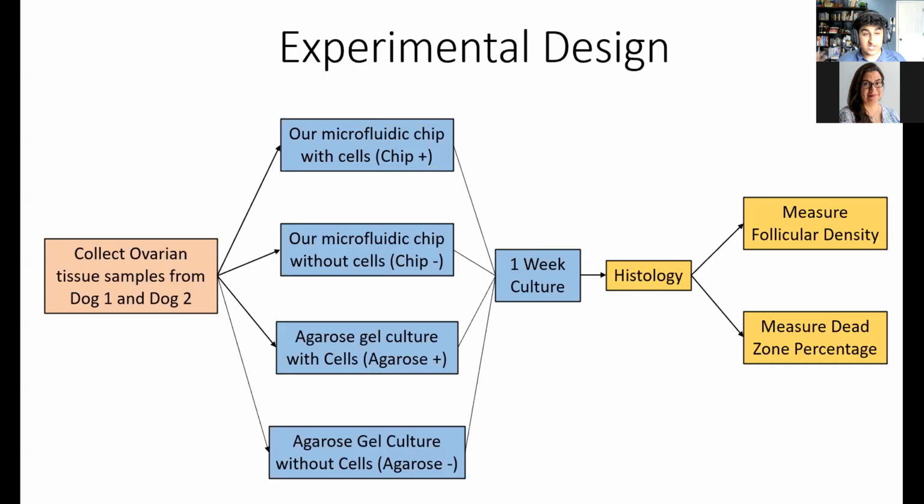By culturing these, or growing and developing them for a week, and then doing histology on them, or staining, and letting us observe how these follicles grew, we can measure the follicular density and the dead zone percentage. Essentially, we count each follicle stage, and we measure the total area, and we can measure the density per millimeter of each follicle stage. But what exactly is a dead zone we're measuring?